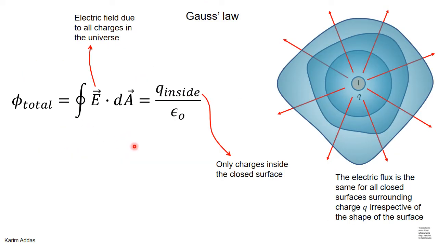So let's also review Gauss's law. Gauss's law says that if you get the total flux through a closed surface, it equals the charge inside the surface divided by epsilon naught, which is a constant. And the electric field here is the electric field due to all charges in the universe. That means the flux doesn't depend on the shape of the surface. If you put a point charge, for instance, at a point in space, and you make a Gaussian surface of a sphere or any other shape around it, the flux is the same for all those surfaces.